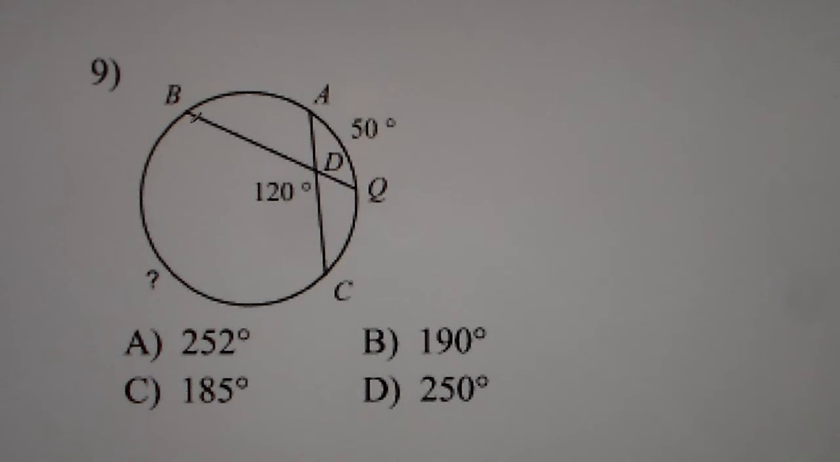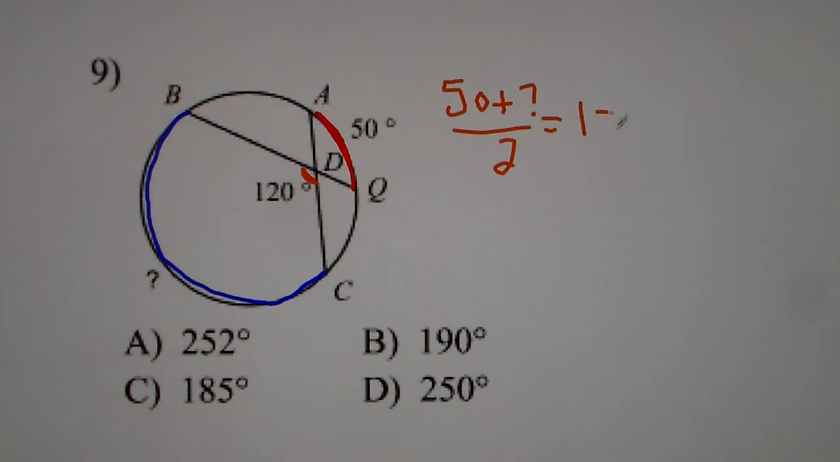Here we go. Here's our blue arc. Here's our red arc. And our goal once again is to find that blue arc. So we know red plus blue divided by 2 gets us that orange. So 50 plus the question mark divided by 2 equals 120. Inverse operations. Let's solve it out.